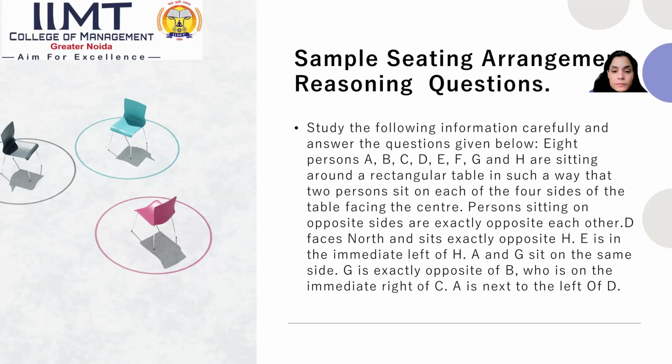E is in the immediate left of H. A and G sit on the same side. G is exactly opposite of B, who is on the immediate right of C. A is next to the left of D. So how will we solve this question? Let's try to solve it on the whiteboard.